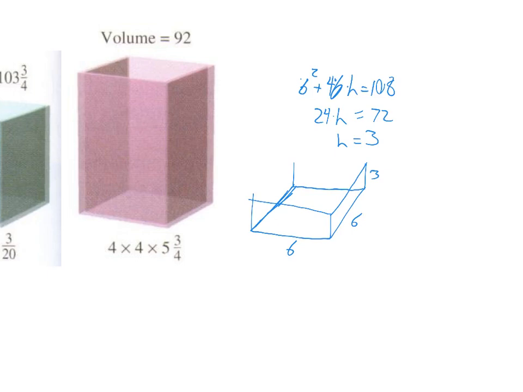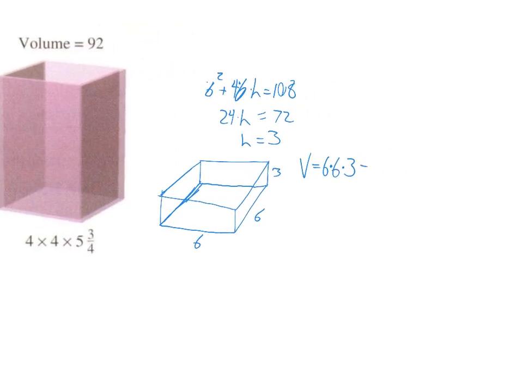Now, how do we find the volume of this? It's the volume of a box, right? How do we find the volume of a box? Yeah, base times height times length, or whatever words you want to use. It's the 3 dimensions multiplied together. So the volume here is 6 times 6, the area of the base, times the height. So 36 times 3 ends up being 108, but this is a volume, so that's cubic inches.